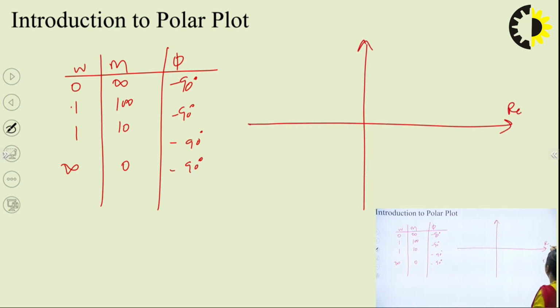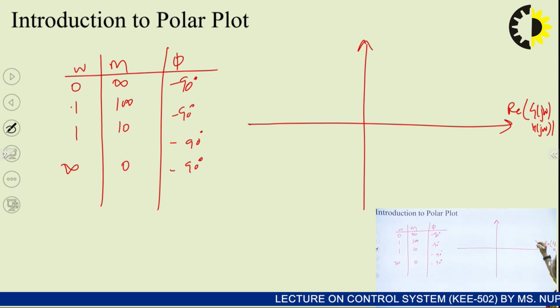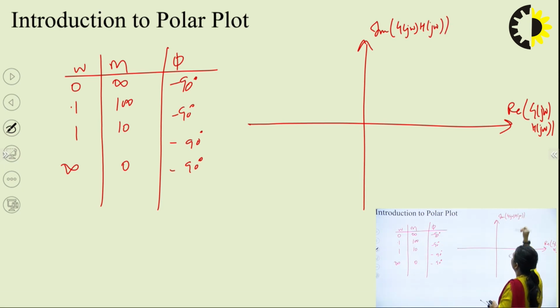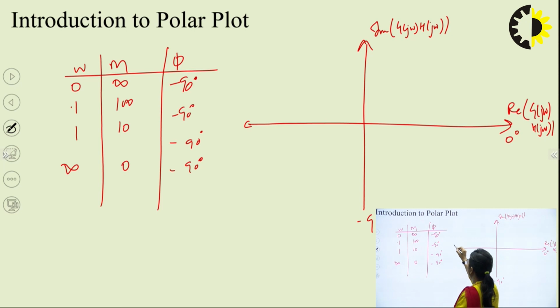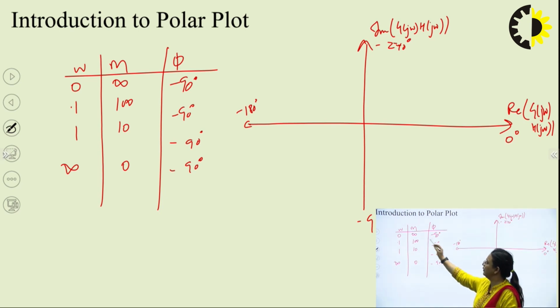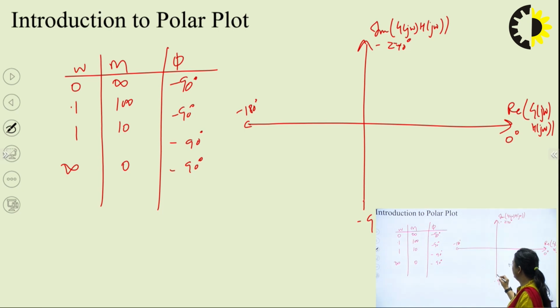So this will be the real part of G(j omega) H(j omega), and this is the imaginary part of G(j omega) H(j omega). This is 0 degrees, this is minus 90 degrees, this is minus 180 degrees, and this is minus 270 degrees. At minus 90, the magnitude is infinity, so let this point be omega equals 0.